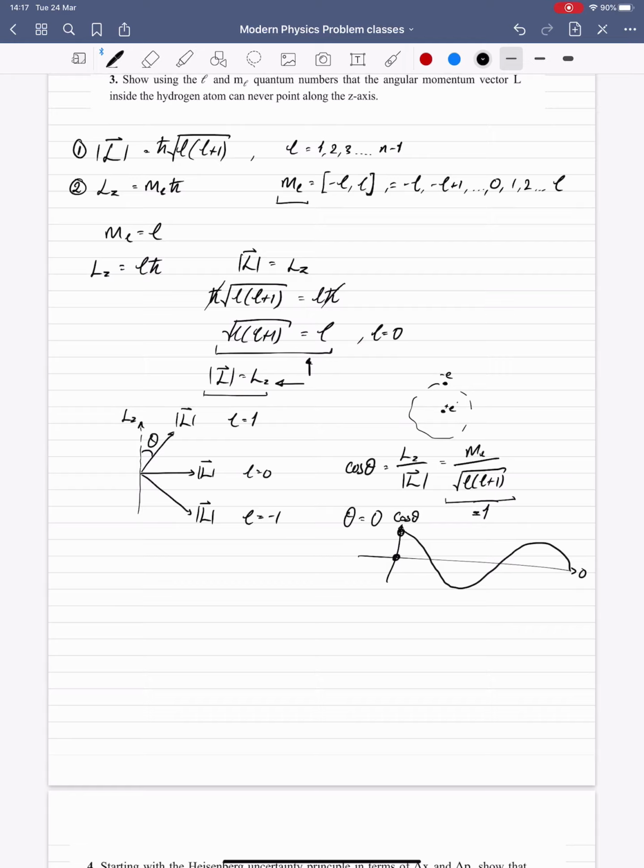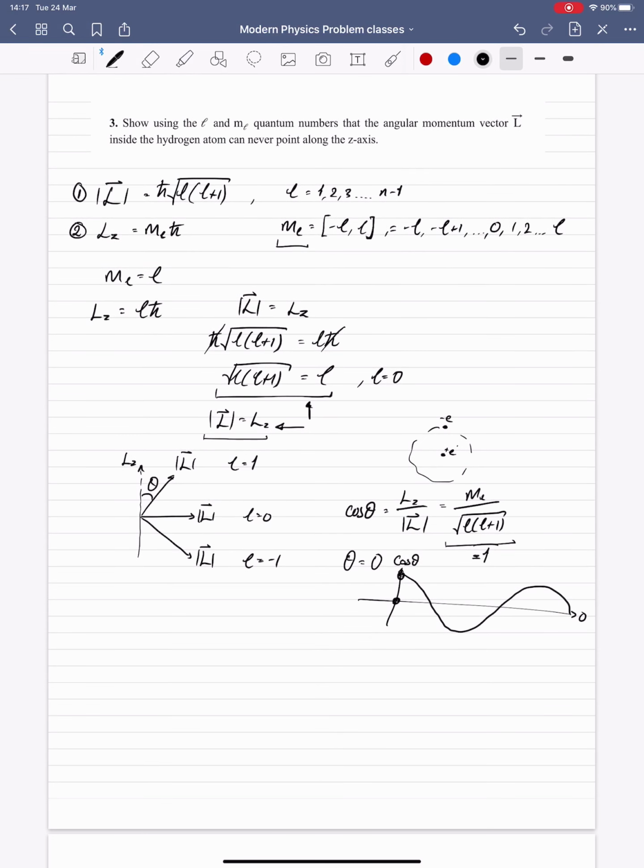So already, mathematically speaking and in principle, this statement here cannot be true. And that's it. That's all we need to say. Okay. Cool.